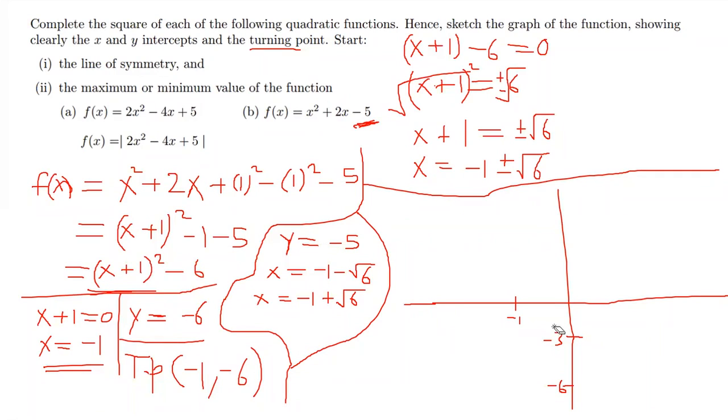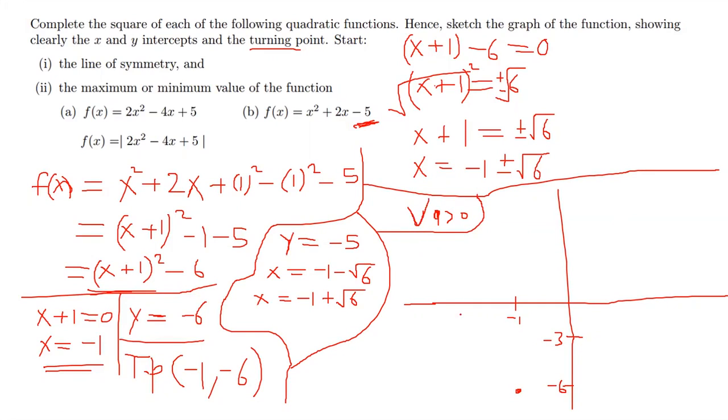So let us now sketch this. Our turning point is -1, -6, so my turning point will be here. And then I've been told, according to this, since a is greater than 0, it has a minimum value. So if it has a minimum value, it has to come out like this. Since a is greater than 0, the graph is going to come out like that.